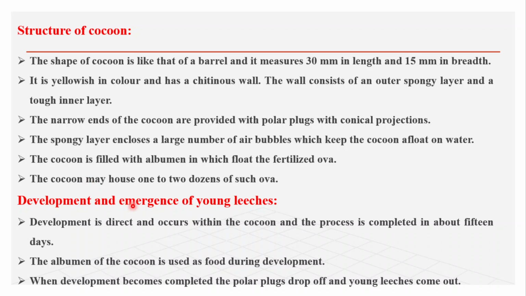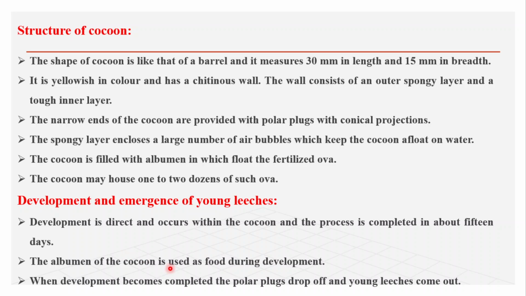Now, how did the development and emergence of young leeches take place from these cocoons? Development is direct and occurs within the cocoon, and the process is complete in about 15 days. After the cocoon formation, 15 days are required for the emergence of the young leeches from the cocoon.